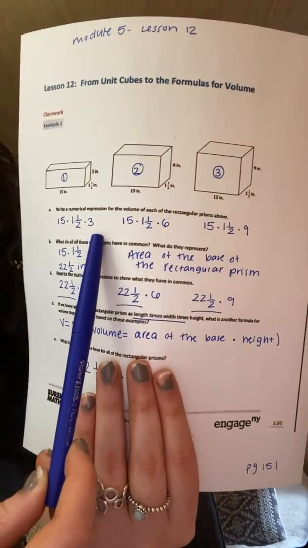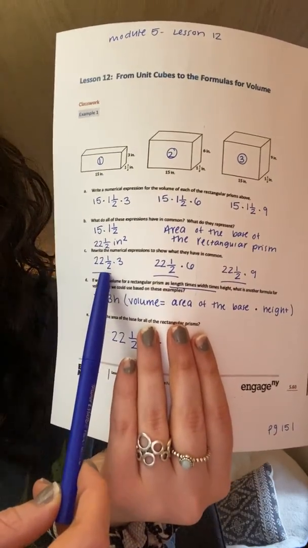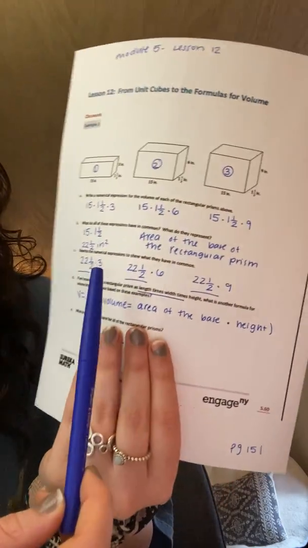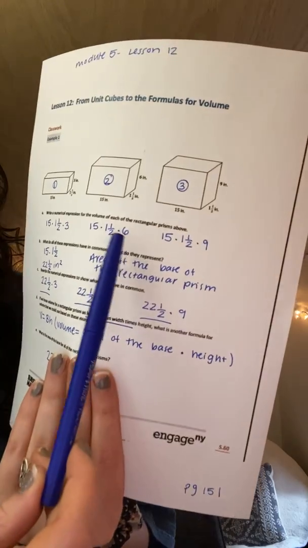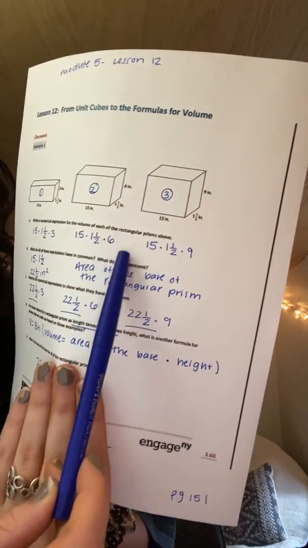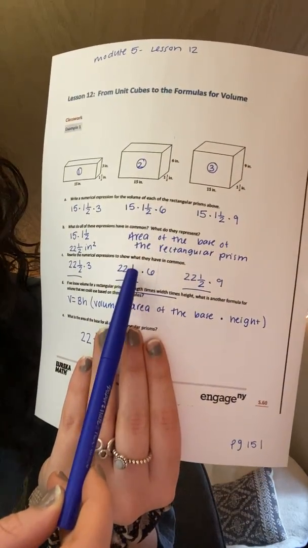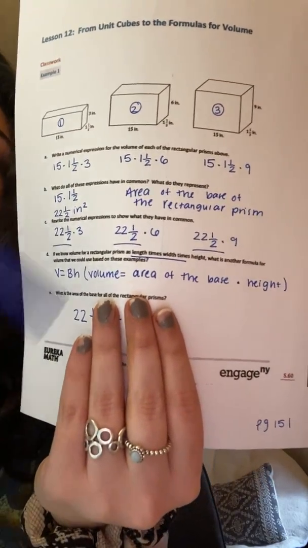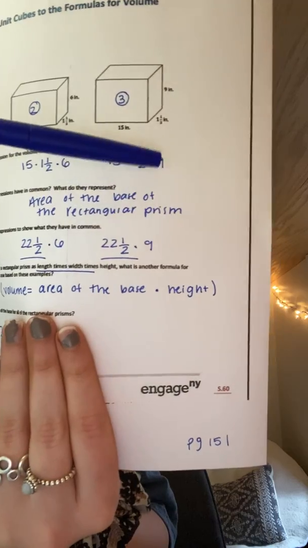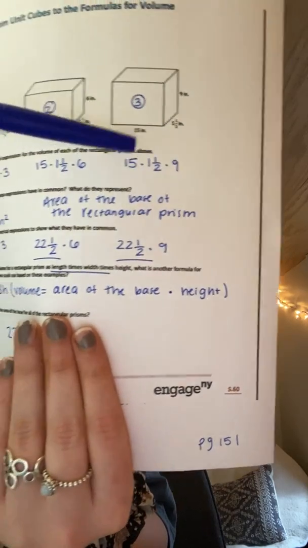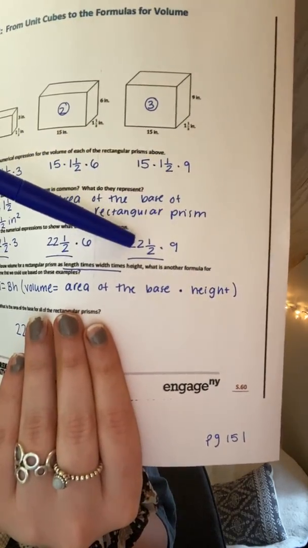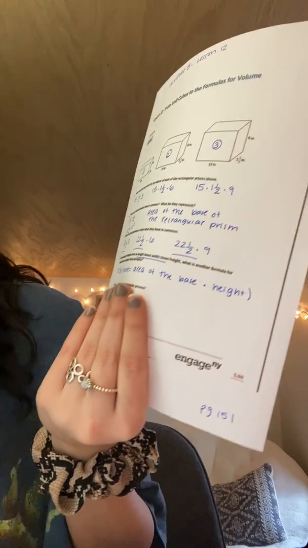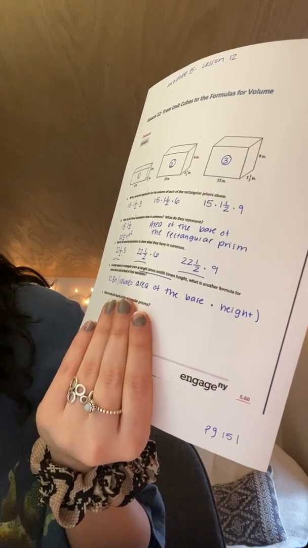I'm taking what they don't have in common and multiplying what it does have in common by it. 22 1/2 times 6. Again, taking what it doesn't have in common, which is my 6, and multiplying it by what it does have in common. And then for the last one, I have my 22 1/2 times 9. It does not have any 9s in common, but it does have 22 1/2 in common. So that's what I did for that.